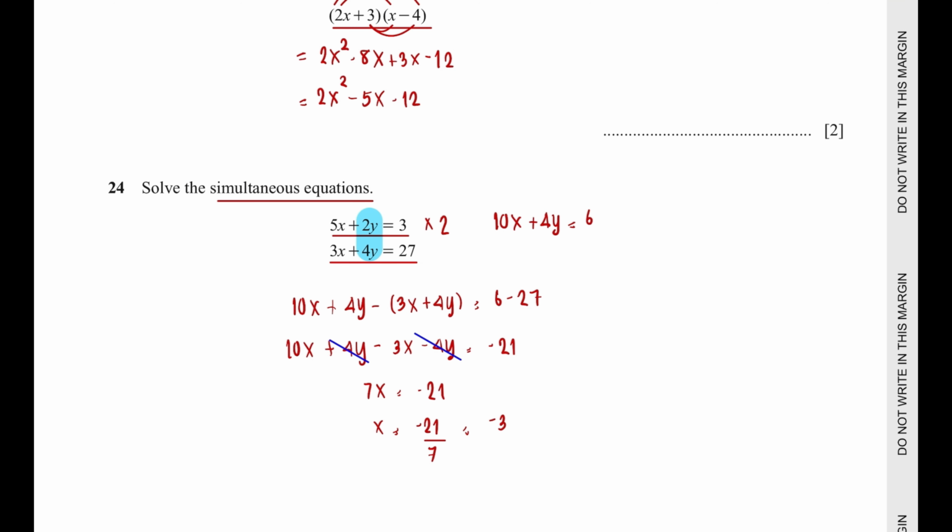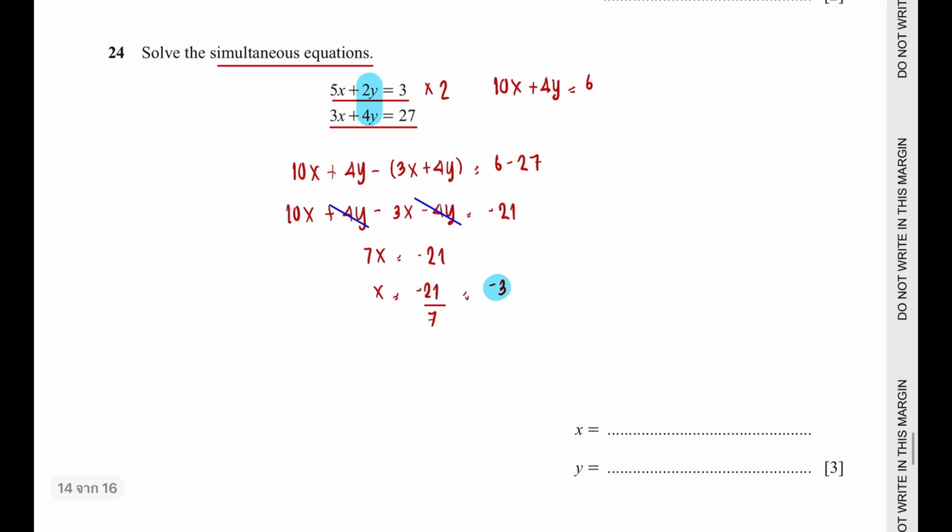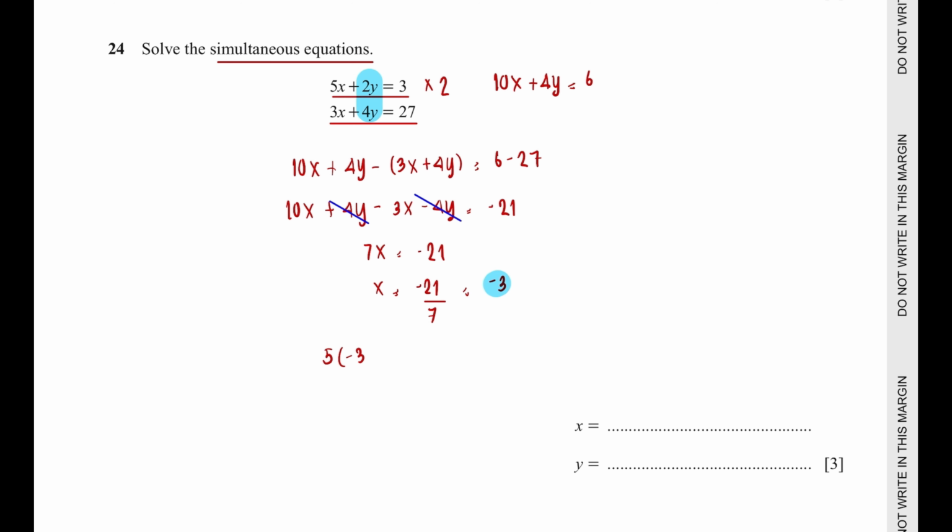Then I will plug in negative 3 into the first equation. So that I will have 5 times negative 3 plus 2y equals 3. So it will become negative 15 plus 2y equals 3. Or we will get 2y equals, I will move this negative 15 to the right, it becomes positive, so it is equal to 18. So therefore y equals 9. So x is negative 3 and y equals 9.